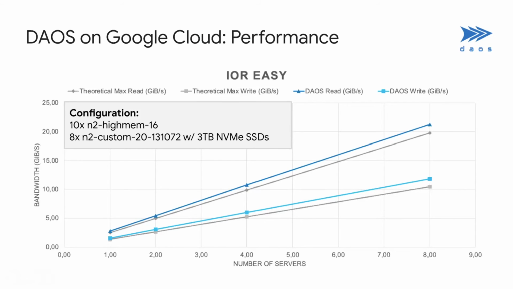So we are using here N2 custom with 20 vCPU and 128 gigabytes of memory. And in this specific configuration, we're using 3 terabytes of NVMe SSD. So in gray here, you have the theoretical max write and read bandwidth that are published inside the spec of GCP online. And in dark blue, you have the performance we got with DAOS, with IOR-Easy, and the light blue is IOR. So this is write at the bottom and read at the top, the dark blue. So we are above the specs basically.